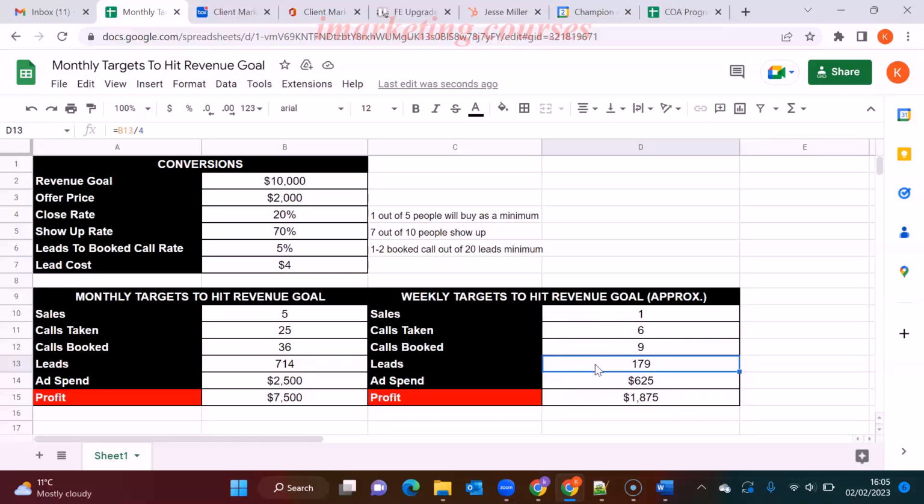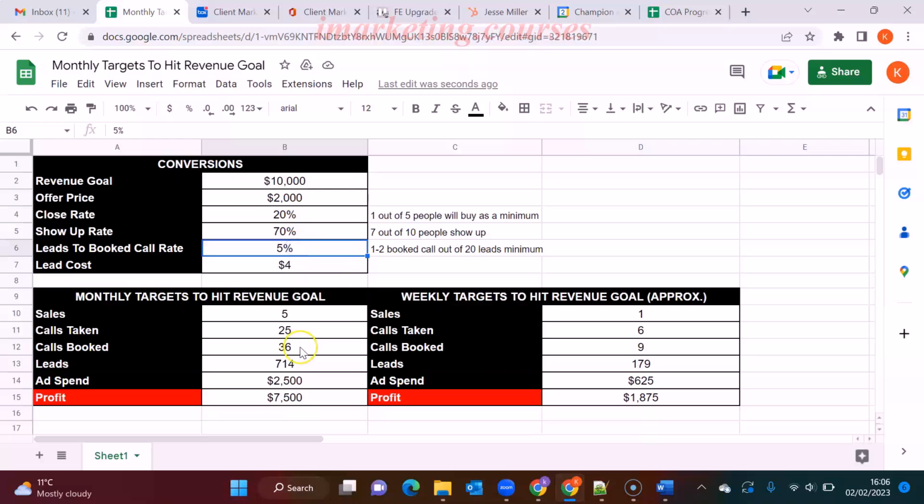So again, when people are just starting off, you're maybe getting 10, 20 leads a week. And when you're looking at the numbers, you think, well, I need to 10x that, because otherwise I'm not going to hit my revenue goal, right? Can you see, people, that this is exactly how you start understanding the monthly targets that you need to hit to get to your 10K.